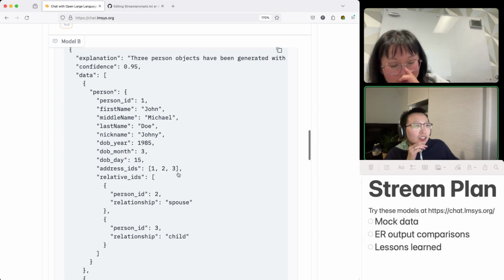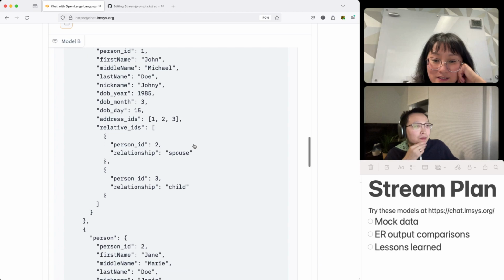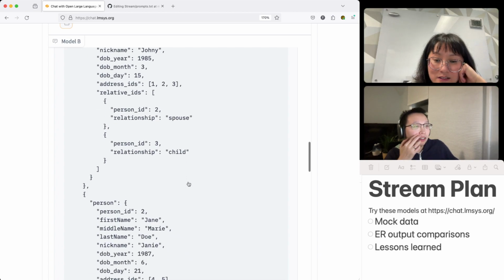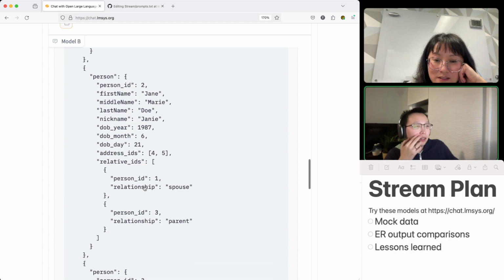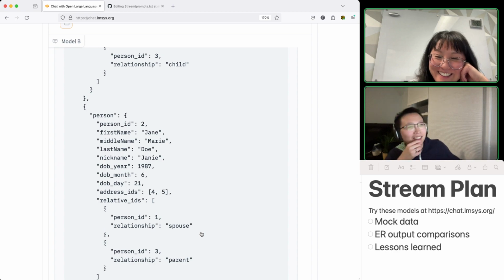Okay, so we got John Michael Doe. It only made three addresses, but it did make a spouse and a child. So we got Mary Doe, who's the spouse, and is the parent of the child. Oh yeah, it made that mistake again. Wait, relationship is a child, so that would be a grandpa. It sounds so complicated.